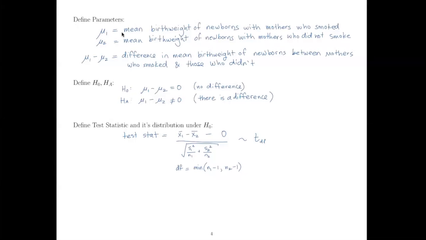representative of that population. So mu1, I'm going to define as the mean birth weight of newborns with mothers who smoked, and maybe I should say, in North Carolina in that year. And then mu2 is going to be the ones who didn't smoke. Is that consistent with what I did before? I hope that it is.